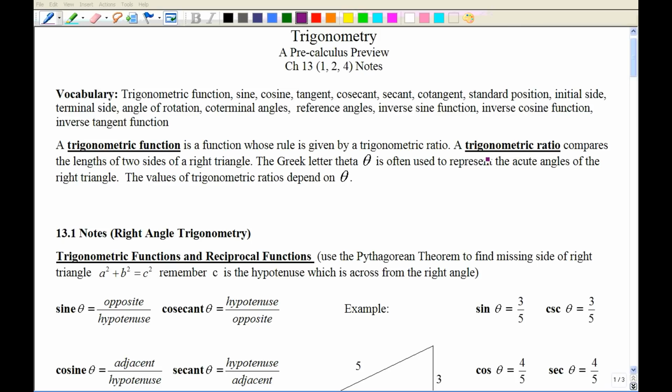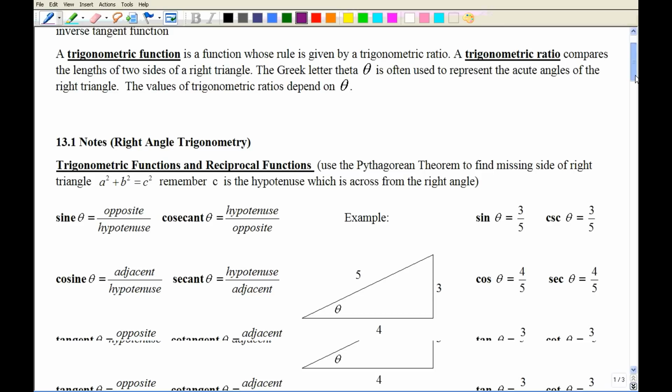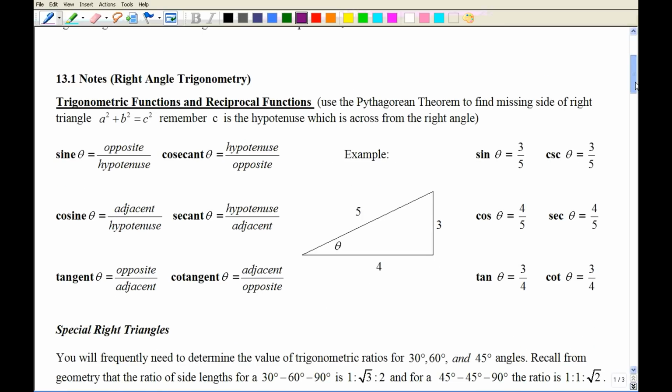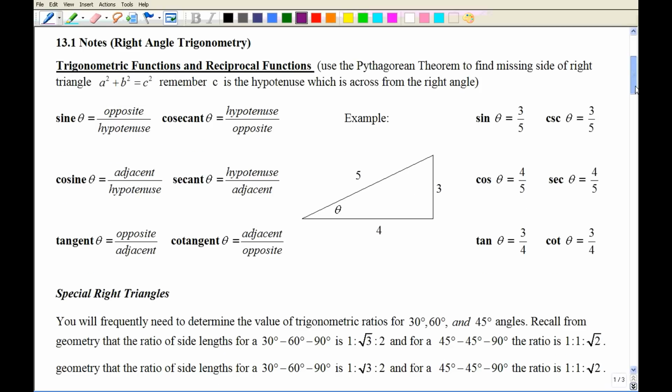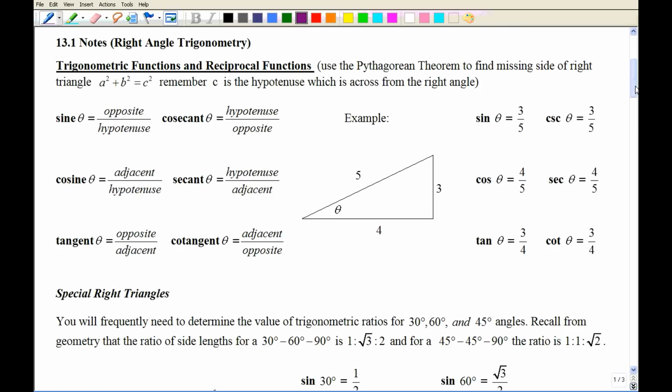All right, so here's 13.1. This unit will be split up into three different sections. So for 13.1, let's look at these notes in this video. Okay, so right angle trigonometry. Trigonometric functions and reciprocal functions.